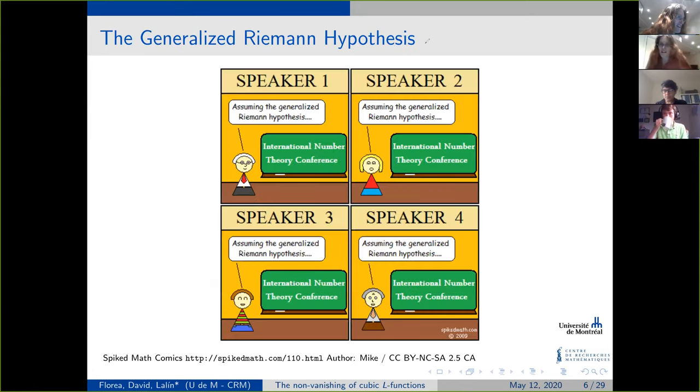And here I have a joke. The generalized Riemann hypothesis shows up everywhere. I don't know, I just thought it was really funny to find these things online.